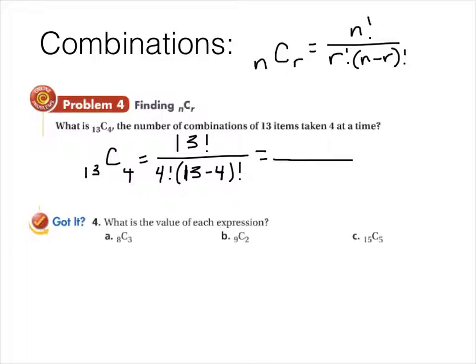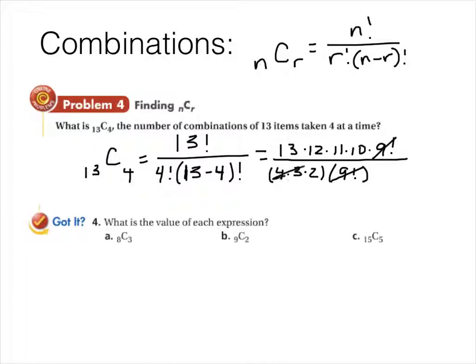Finish the problem first. All right, 4 factorial is 4 times 3 times 2. I'm going to leave that right there. 13 minus 4 is 9 factorial. So right now I've got this. Now do what we did before and break up that 13 factorial: 13, 12, 11, 10 times 9 factorial, times 9 factorial. Okay, so the 9 factorials are going to cancel.